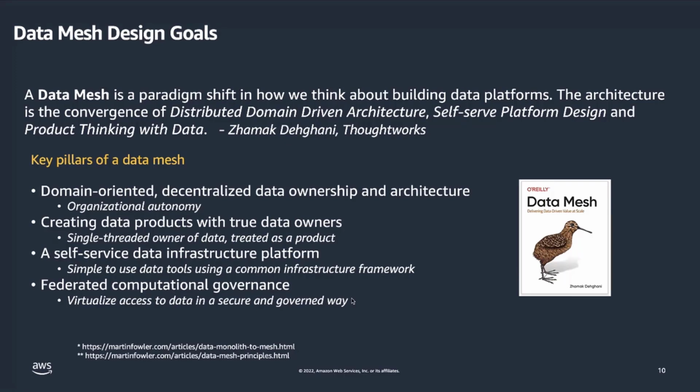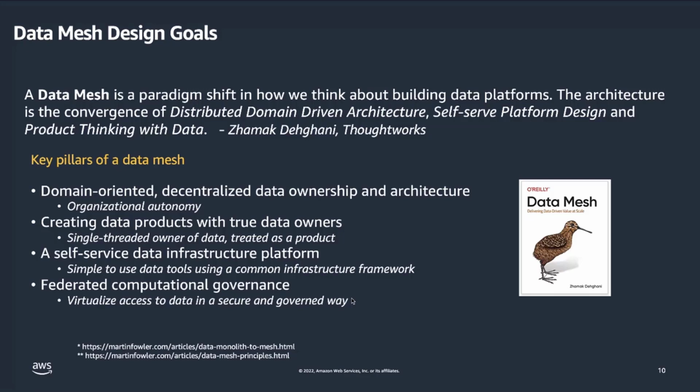Number one is domain-oriented, decentralized data ownership and architecture, which creates organizational autonomy within the data lakes we've seen in the data platform. How do we create autonomy for the business to operate on their own? And how do we make sure that each data owner treats their data as a data product, which gives them true ownership and authority to manage the life cycle of the data and maintain its quality and integrity?